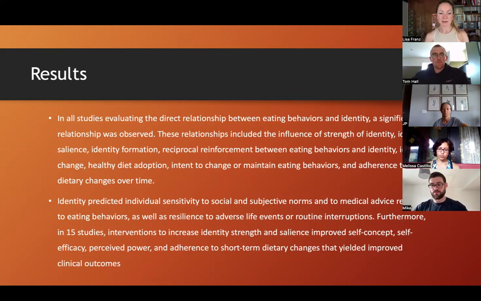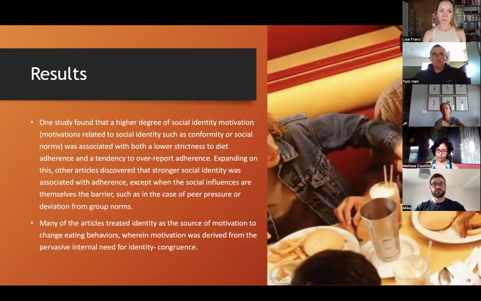Furthermore, in 15 studies, interventions to increase identity strength and salience improved self-concept, self-efficacy, perceived power, and adherence to short-term dietary changes that yielded improved clinical outcomes. One study found that a higher degree of social identity motivation, so motivations related to social identity such as conformity or social norms, was associated with both a lower strictness to diet adherence and a tendency to over-report adherence. I think that's quite interesting.